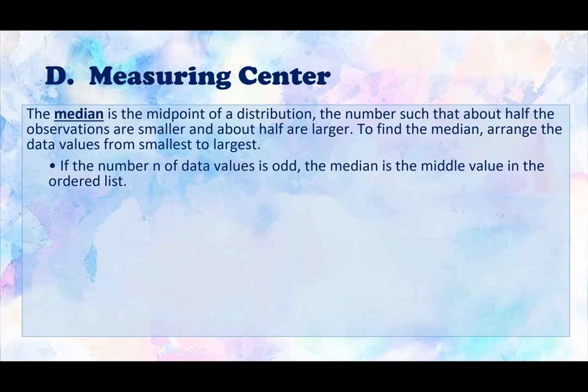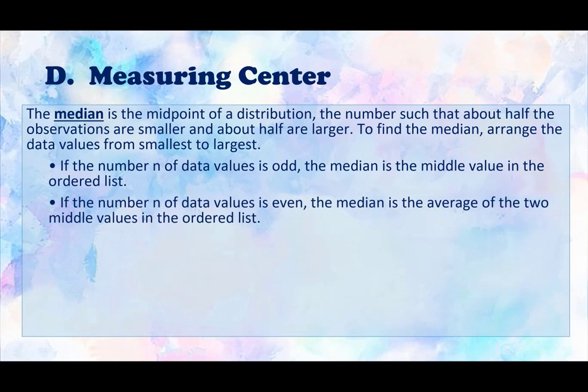If the number n of data values is odd, the median is the middle value in the ordered list. If the number n of data values is even, then the median is the average of the two middle values in the ordered list.